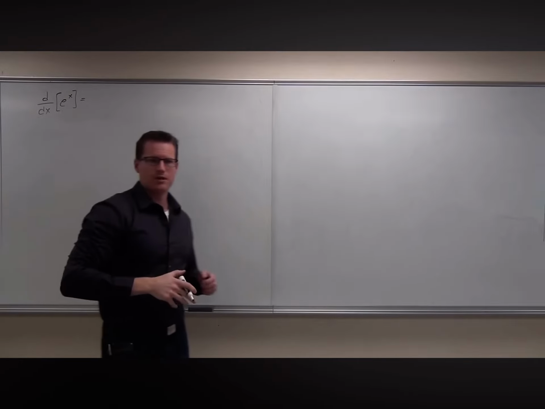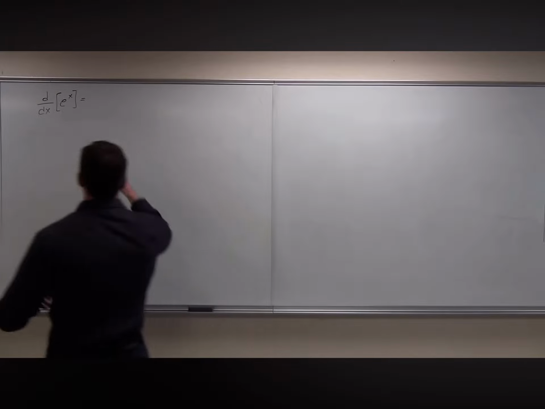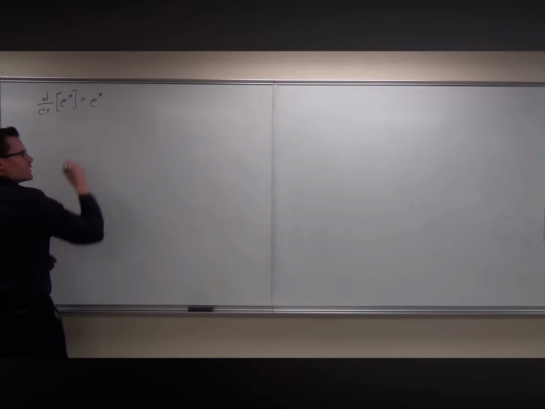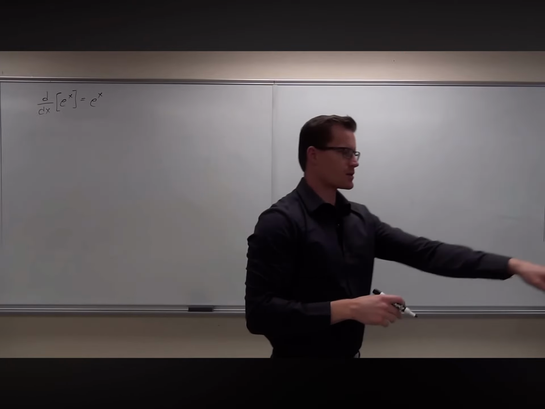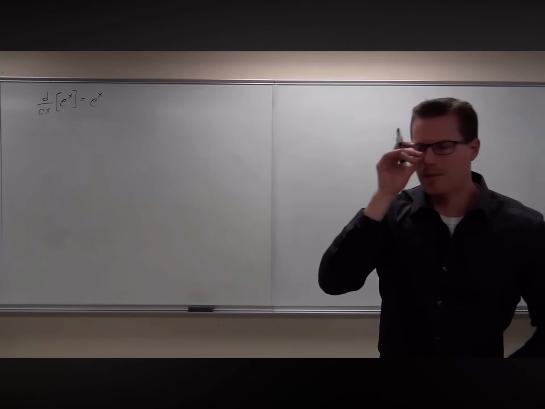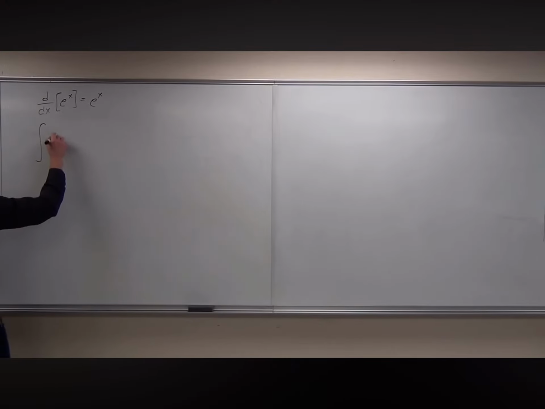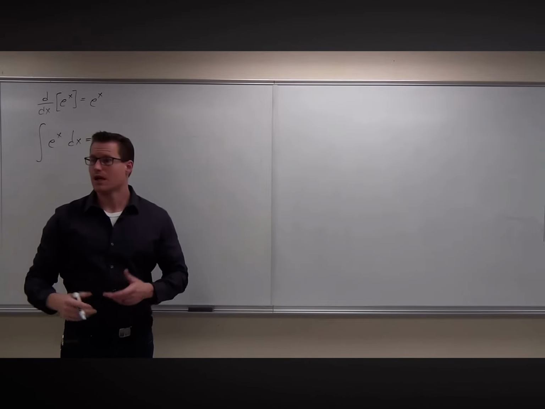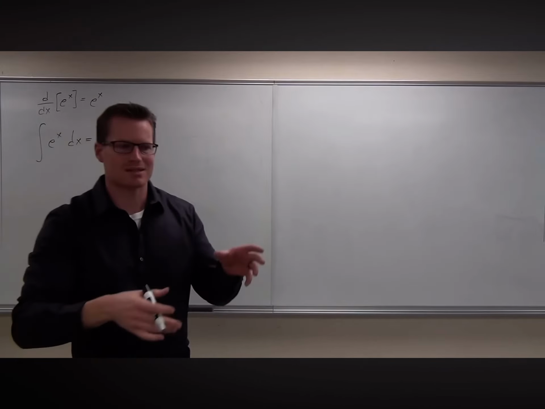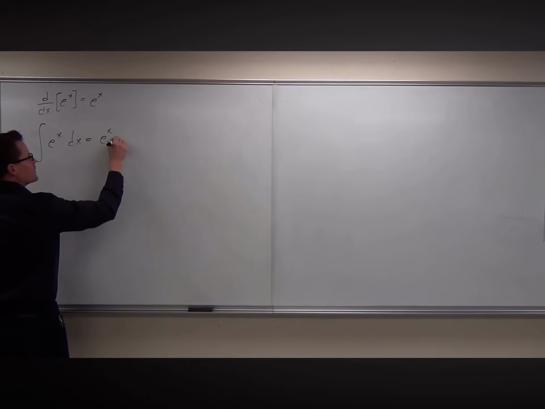what is the derivative of e to the x? Yeah, that was like the easiest one ever. Well, if that's the case, if the derivative of e to the x is e to the x, then the integral of e to the x is what? It's e to the x. If the derivative is e to the x, the integral of e to the x is e to the x. And of course, yeah, we do have to have the plus c.